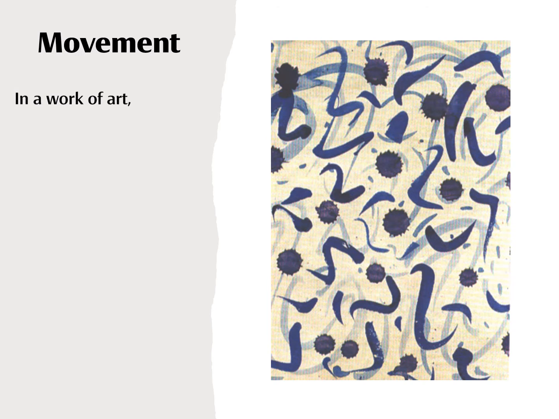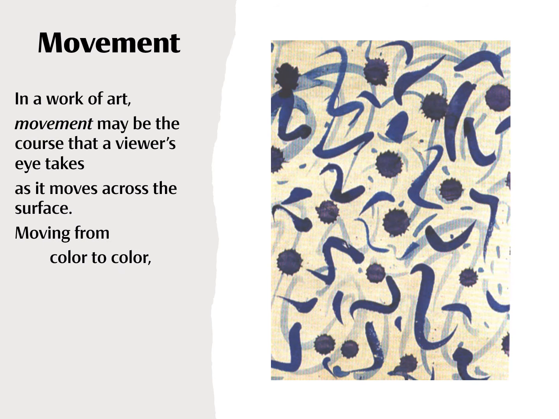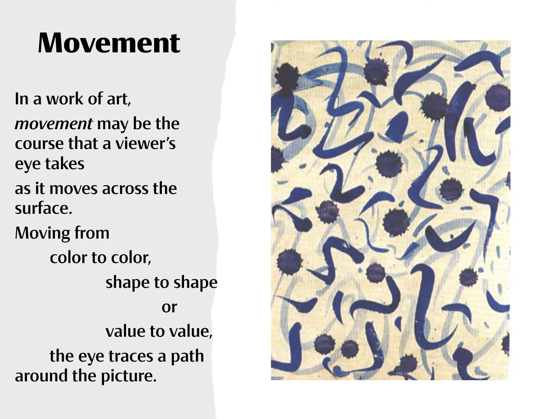Movement. Movement in a work of art may be the course that a viewer's eye takes as it moves across the surface, moving from color to color, shape to shape, or value to value. The eye traces a path around the picture.